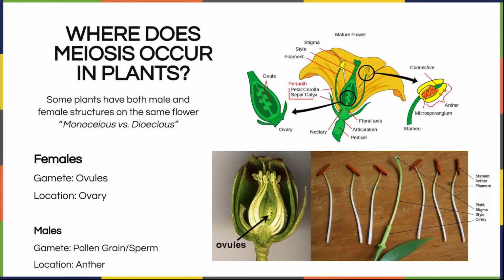In the flowering plants, this all occurs within the flower in different structures that we'll explore later in the semester. In the female plant structures, meiosis occurs in the ovary. The gamete is something we call an ovule. Meiosis occurs in male flowering plant structures in the anther, and this produces pollen grains, which is essentially plant sperm.